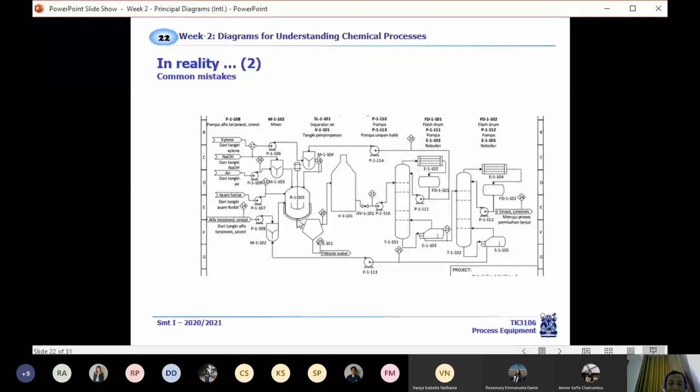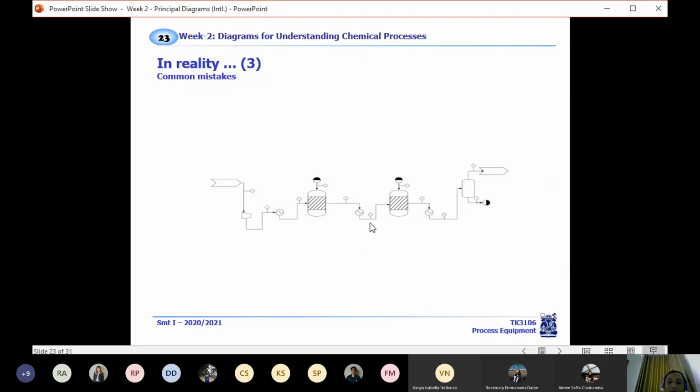The second problem is the arrow. Please look at this one, there is no arrow in here. Because there is no arrow, we are confused whether this stream is coming from this strange symbol to the reactor, or from the reactor to this strange symbol. Although this one is much better compared to the previous one.